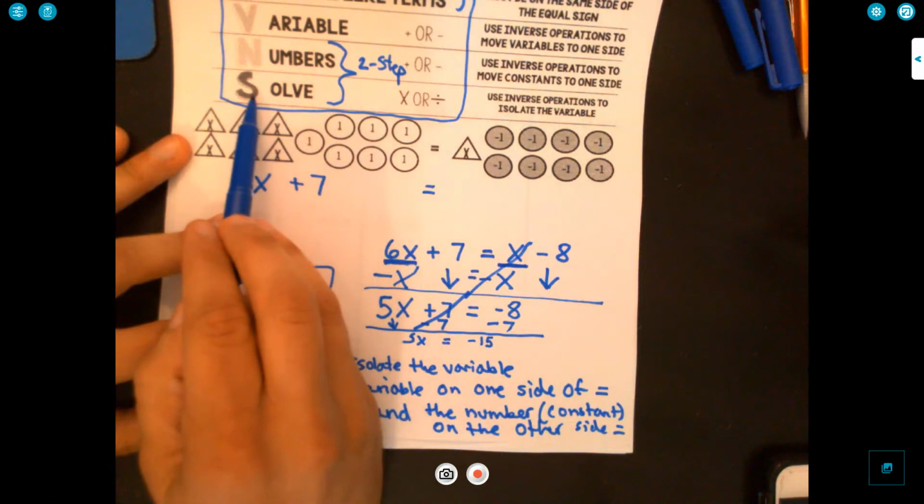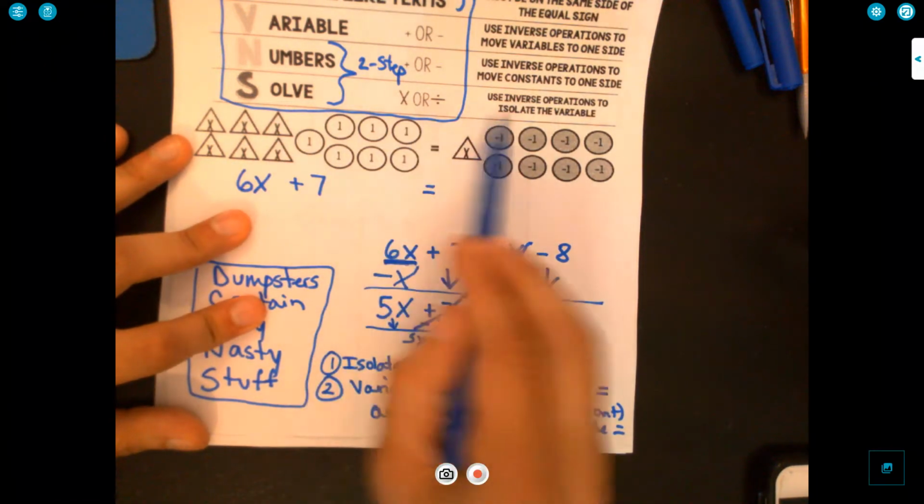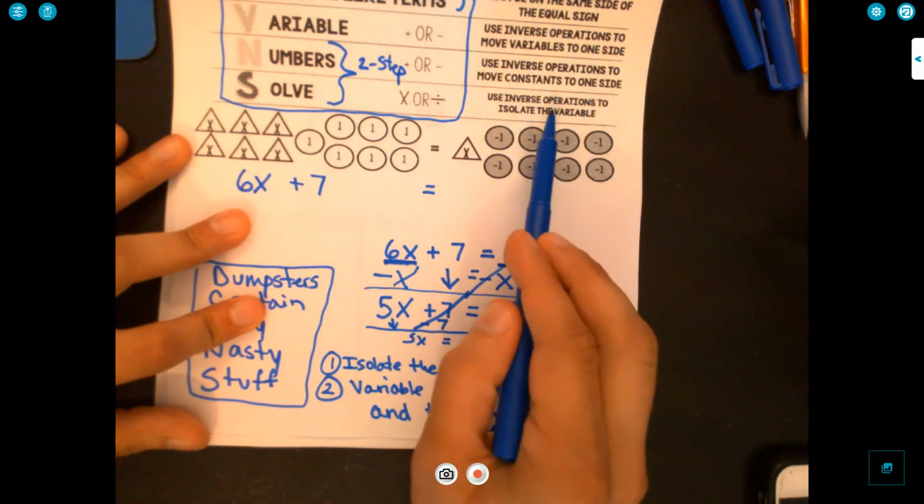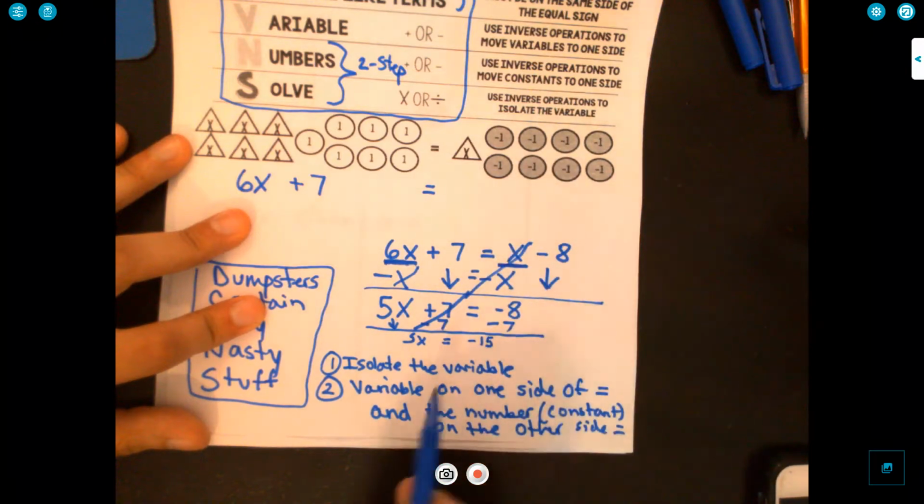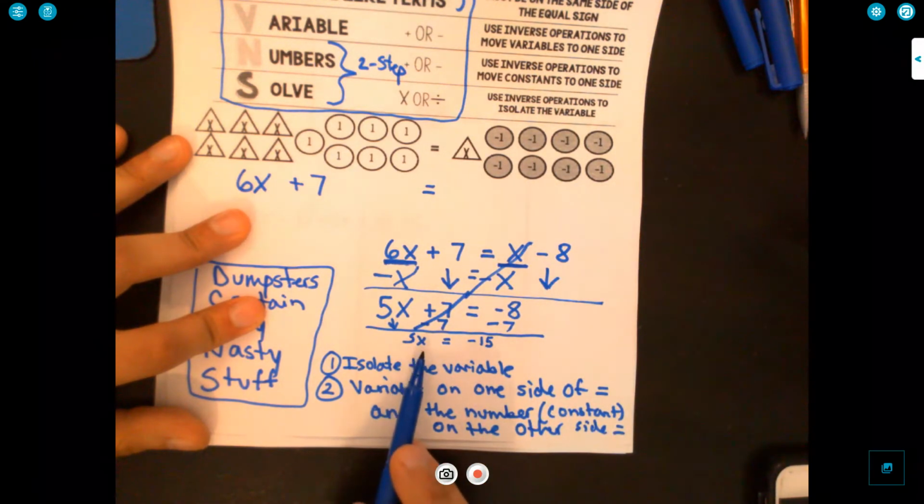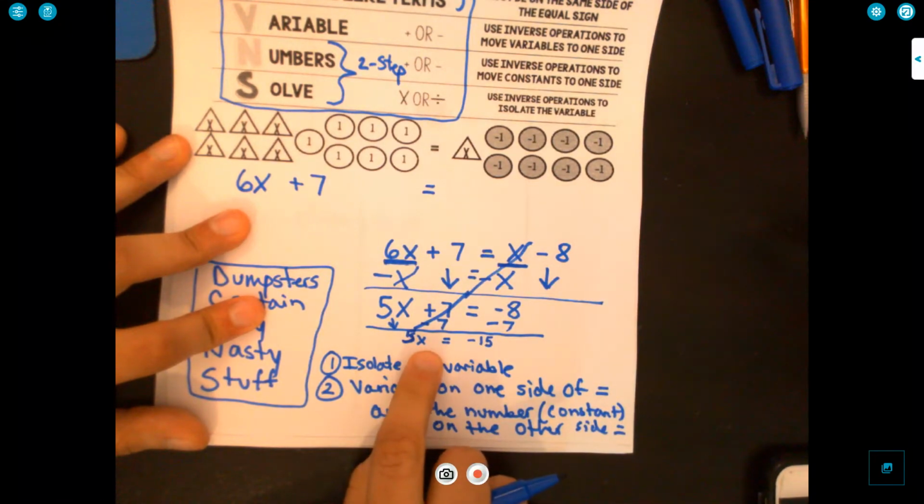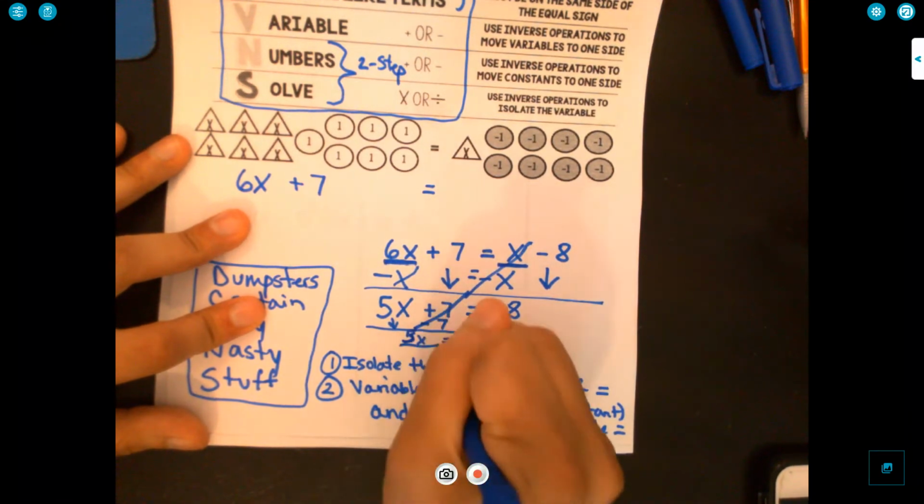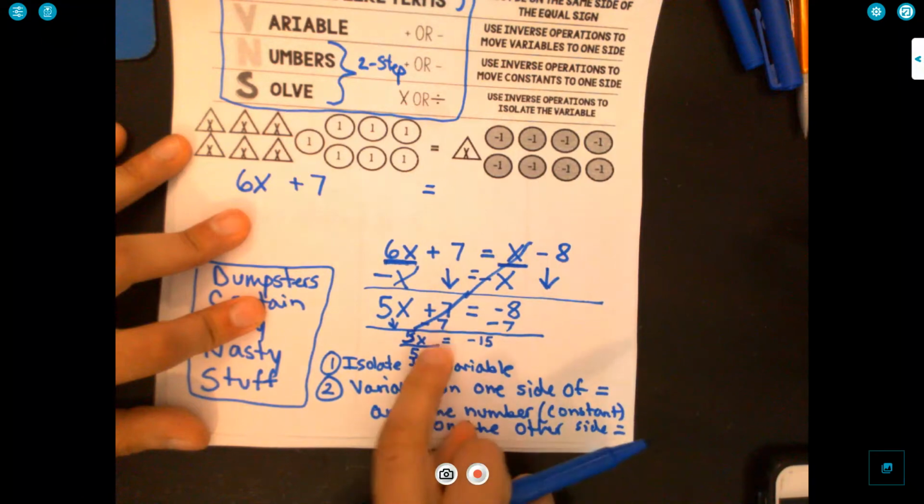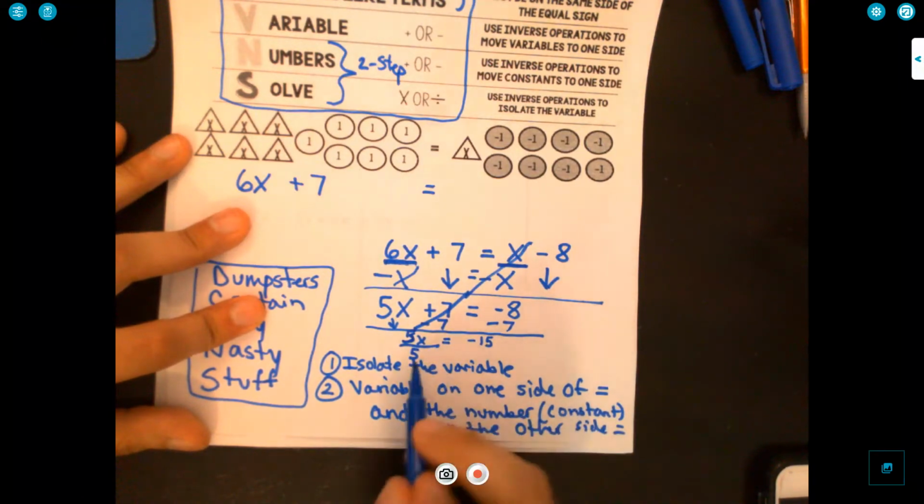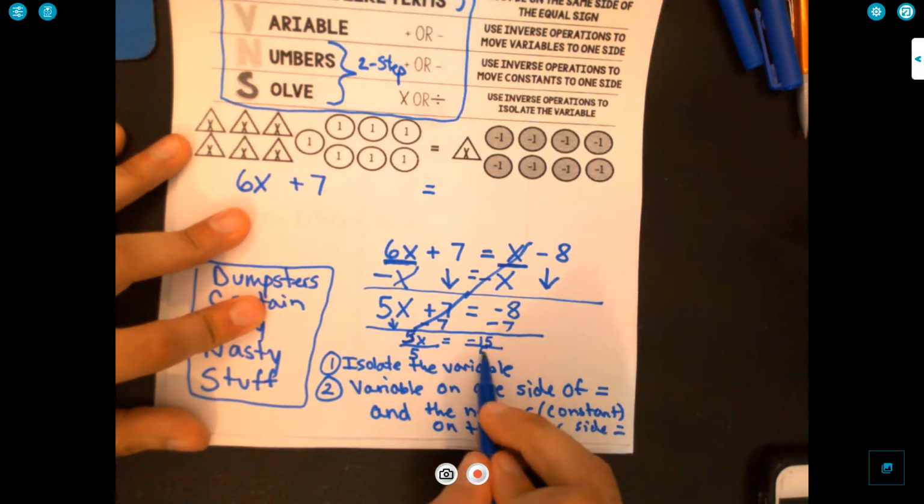What's the next step is to solve, which is going to be multiply or divide, use inverse operations to isolate the variable. So to isolate this variable, we have 5 times x. I'm going to rewrite that, 5 times x. Inverse operation of multiplication is division. So we're going to divide by 5 to get it equal to 1x on its own. If I divide on this side, I have to divide on this side.